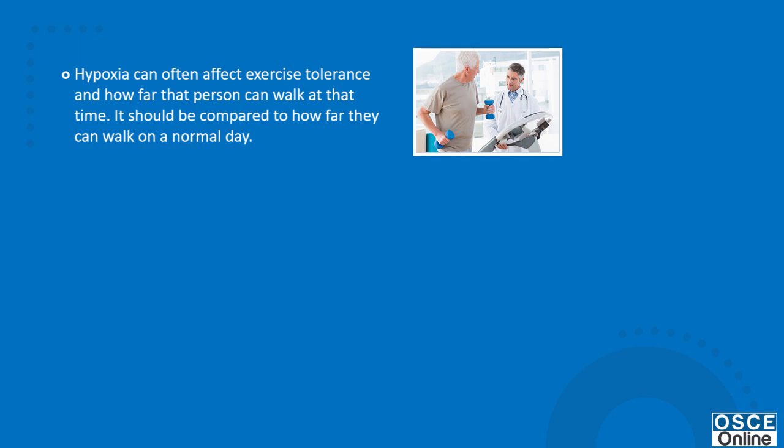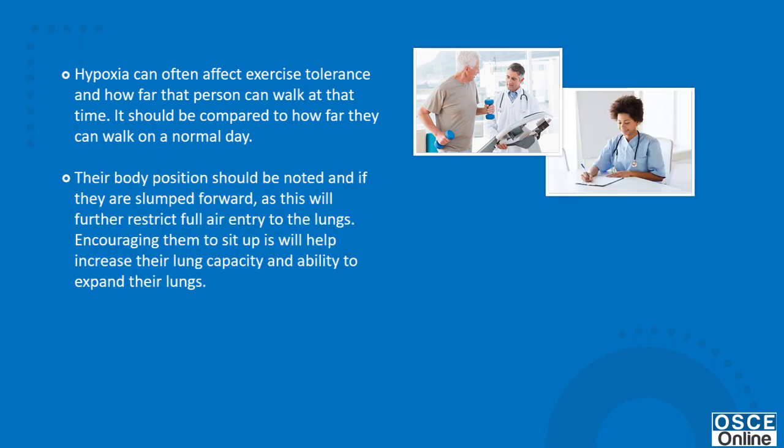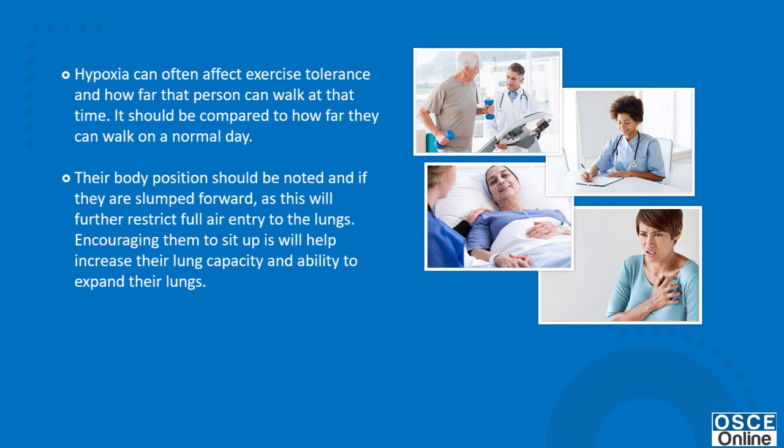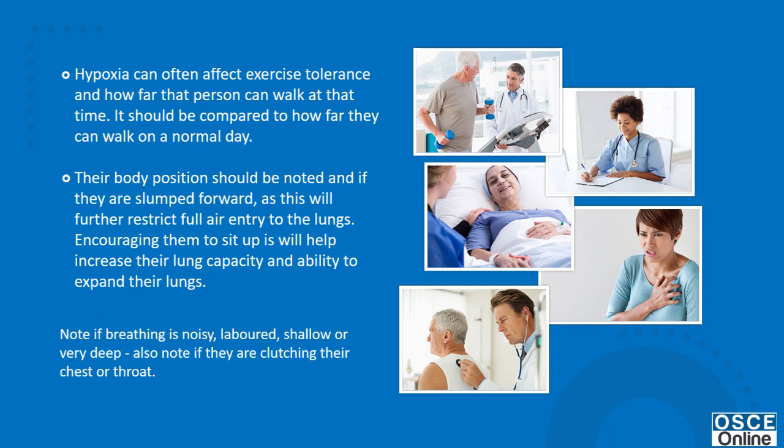It should be compared to how far they can walk on a normal day. Their body position should be noted, and if they are slumped forward, as this will further restrict full air entry to the lungs. Encouraging them to sit up will help increase their lung capacity and ability to expand their lungs. Note if breathing is noisy, labored, shallow, or very deep. Also note if they are clutching their chest or throat.